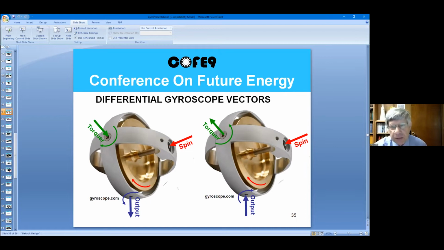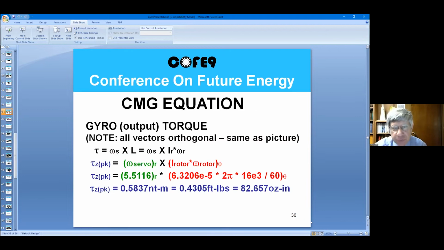Now, when you operate them differentially, or in what is commonly known as scissoring, you spin them in the same direction. Spin vector is the same for both of them. However, the torquer vectors are opposite. One is clockwise, one is counterclockwise, and therefore you get 2 output vectors which are differential. One is clockwise and one is counterclockwise, or opposing torques. And then we'll run the numbers on that.